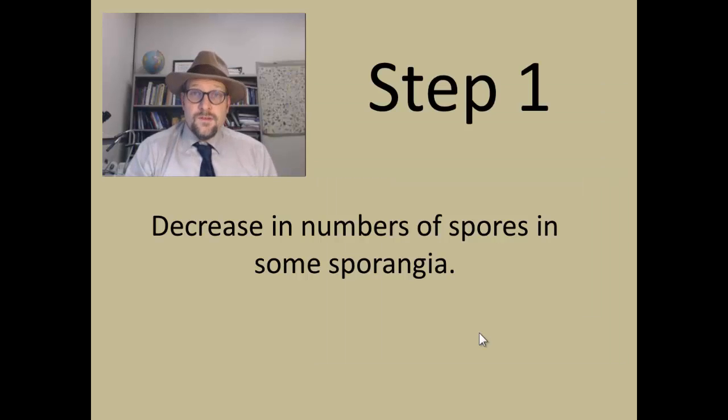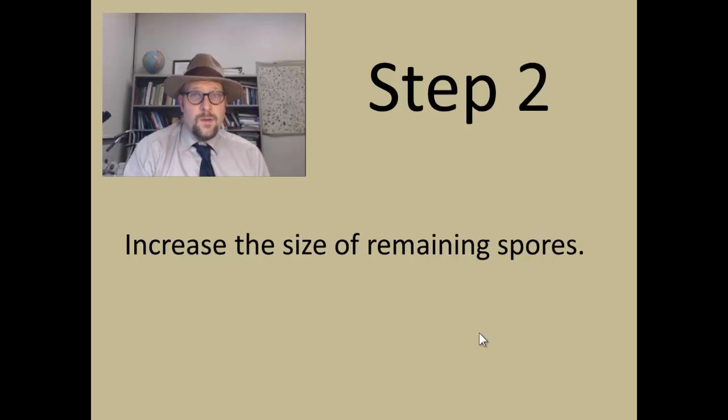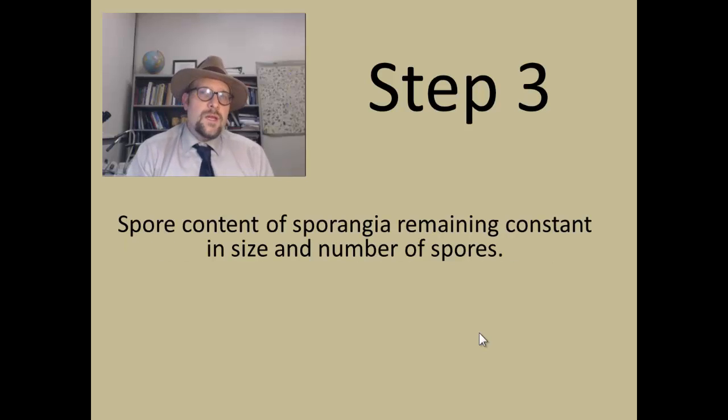All right, so let's go through the steps towards developing seeds. The first step is a decrease in the number of spores in some of the sporangia. This is followed by step two, which is an increase in the size of the remaining spores. So plants would have bigger and fewer spores. Now the third step would be that these spores would have a consistent number and be of a larger size on the plant.